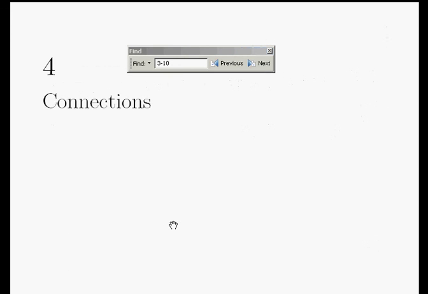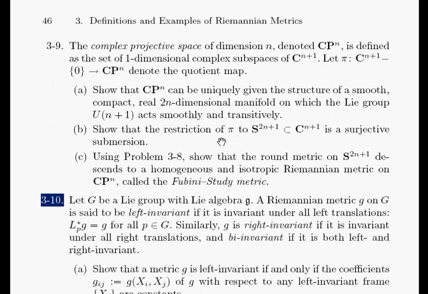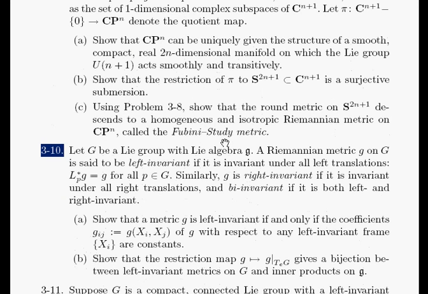Let G be a Lie group with Lie algebra 𝔤. A Riemannian metric g on G is said to be left invariant if it's invariant under all left translations. Similarly, g is right invariant if it's invariant under all right translations. Show that a metric g is left invariant if and only if the coefficients gij of g over Xi, Xj, with respect to any left invariant frame Xi, are constants. This is my doubt. What kind of constant?